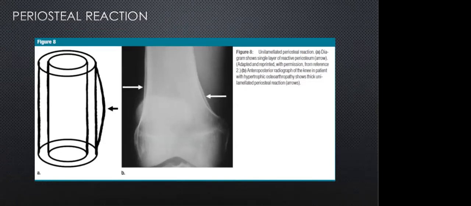For example, in this picture, we can see a solid periosteal reaction. The anterior posterior radiograph of the knee in a patient with hypertrophic osteoarthropathy shows a thick unilamellar periosteal reaction. Could be a benign process.